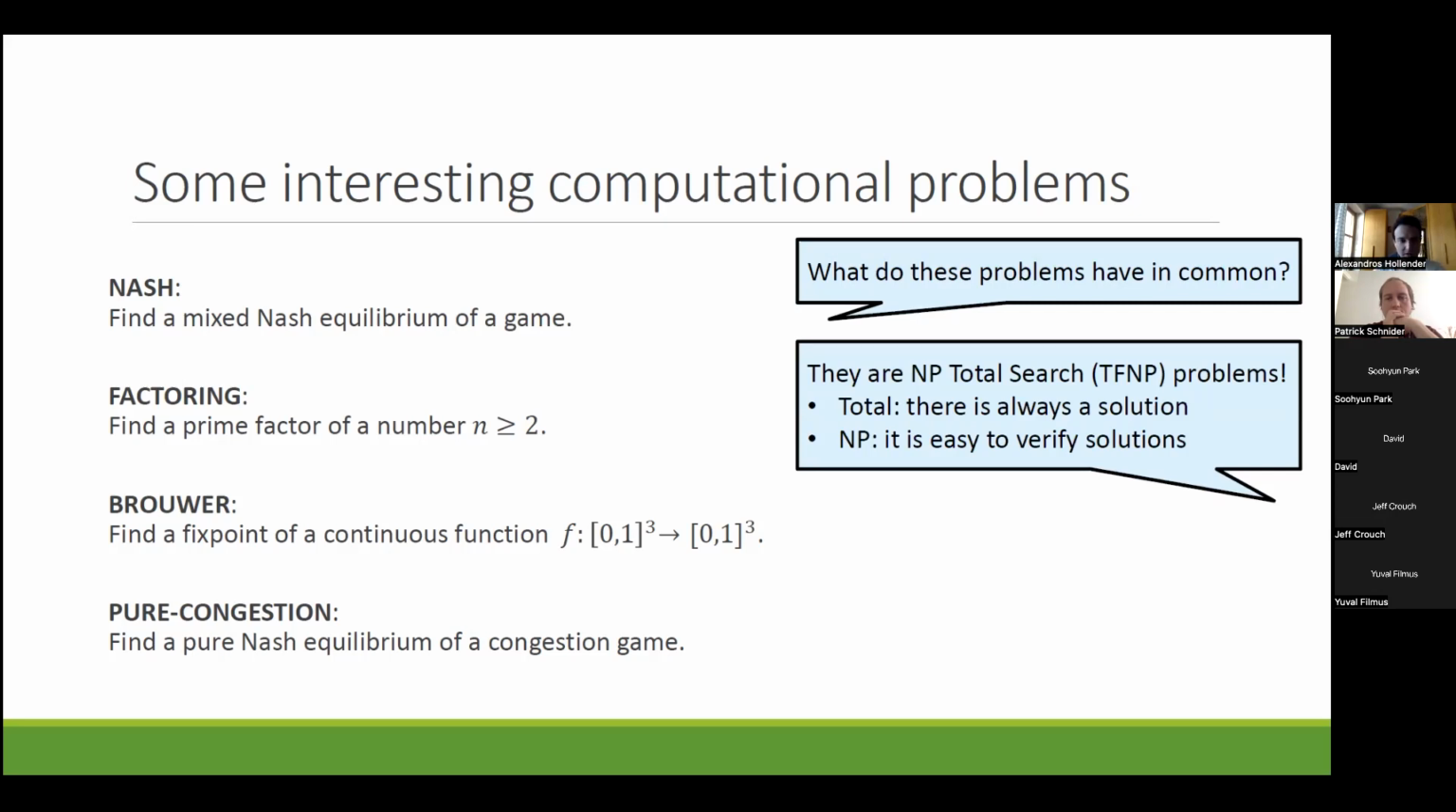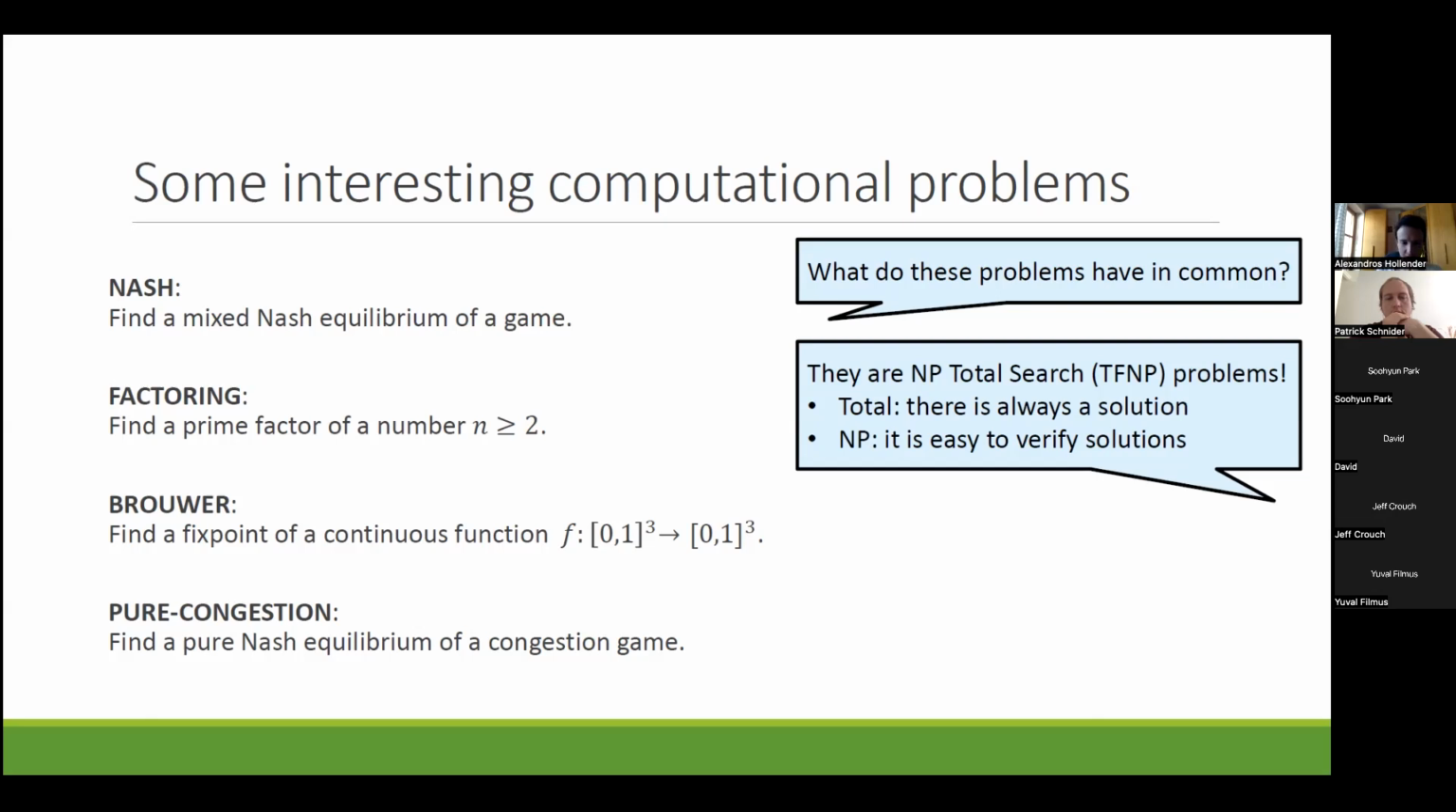So let's go through the problems. Nash, why is Nash in TFNP? Well, there is a theorem by Nash, called Nash's theorem, that proves that any game has at least one mixed Nash equilibrium. And it's not hard to see also that you can easily check if a given candidate strategy profile is indeed an equilibrium or not. Factoring, I think it's quite obvious that any number has a prime factor. So again, you get totality that way. Brouwer, well, it follows by the Brouwer fixed point theorem that I stated. Any continuous function that maps the cube to itself has to have a fixed point.